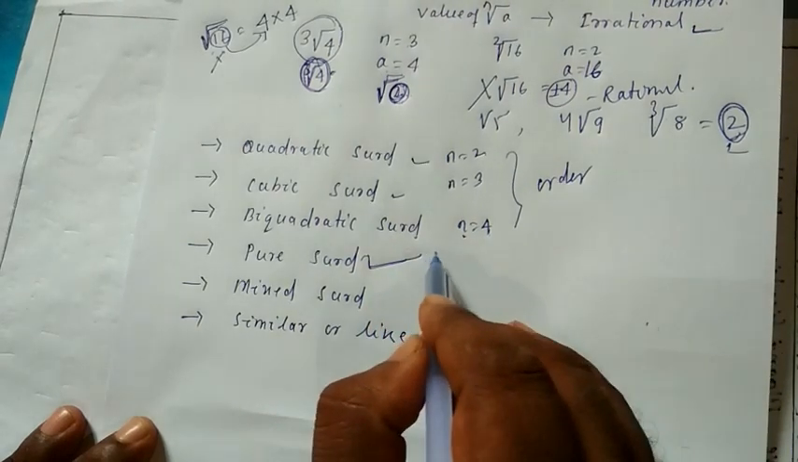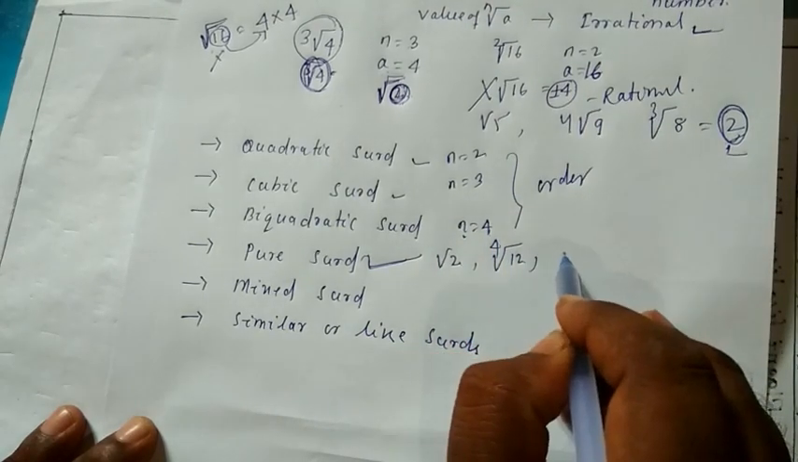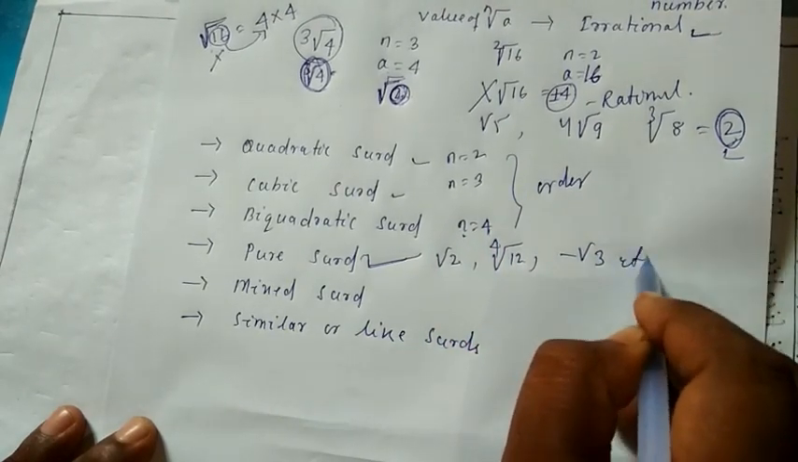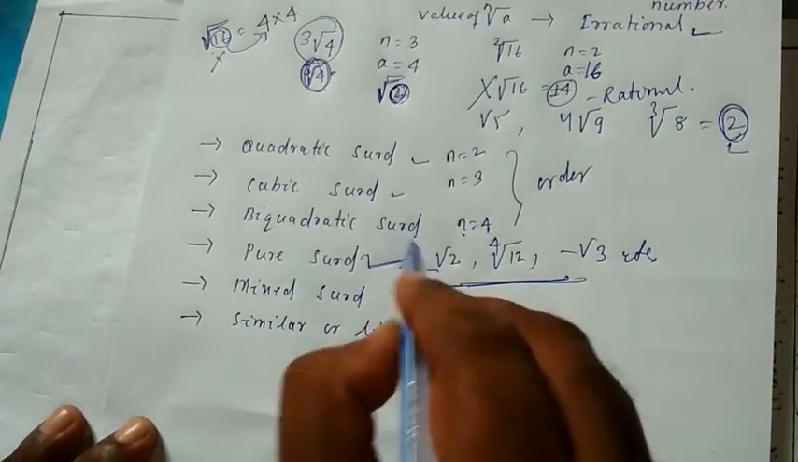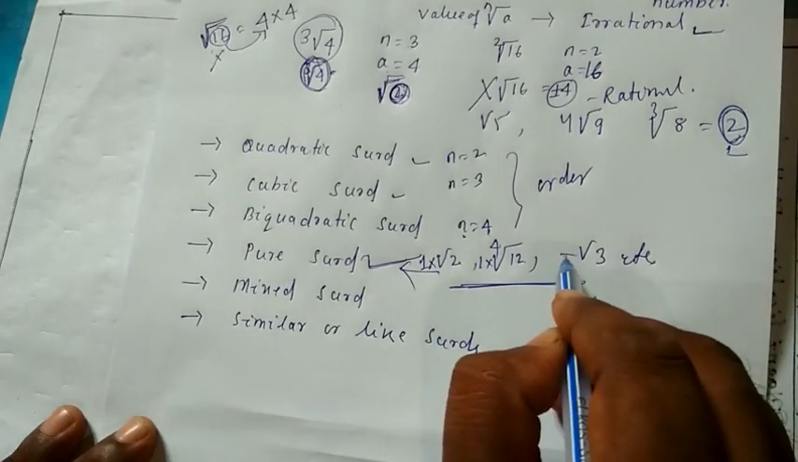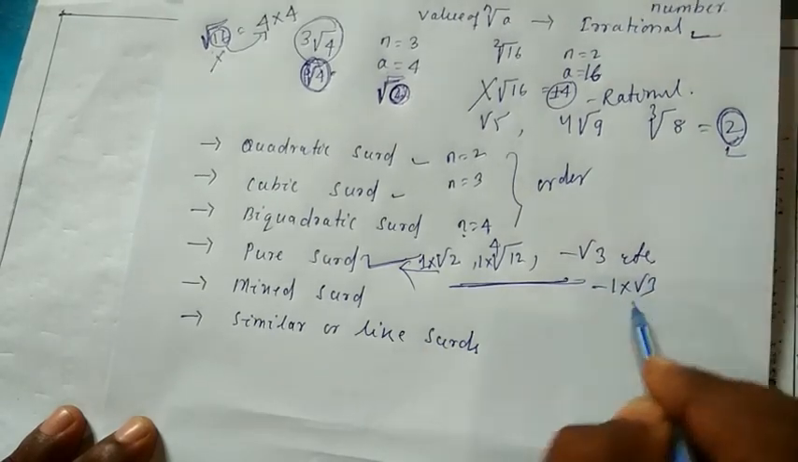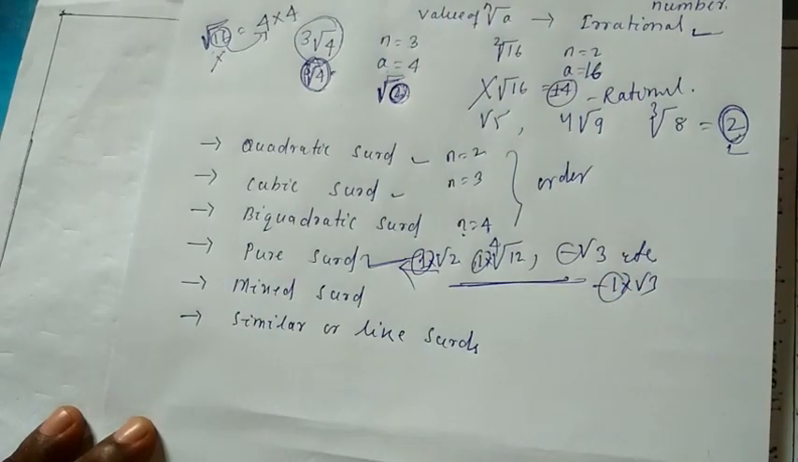Examples of pure surds: I can write root 2, fourth root of 12, minus root 3, etc. These are examples of pure surds, because you can write root 2 as 1 into root 2, and you can write minus root 3 as minus 1 into root 3. Here the rational factor is unit. Remember, the rational factor is unit. That's why these surds are called pure surds.